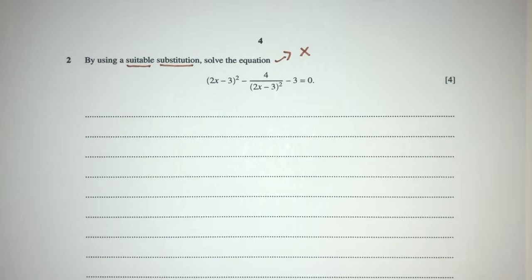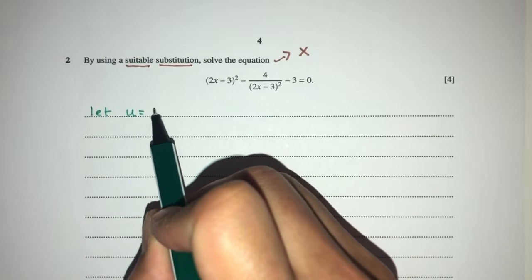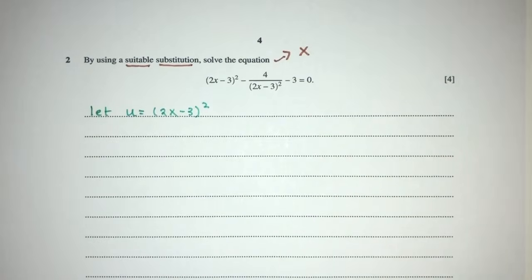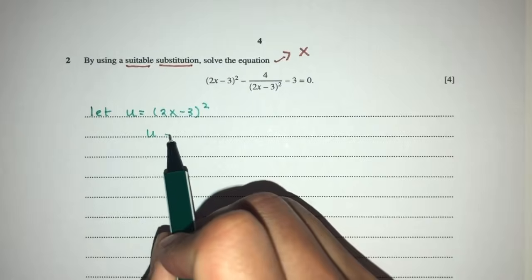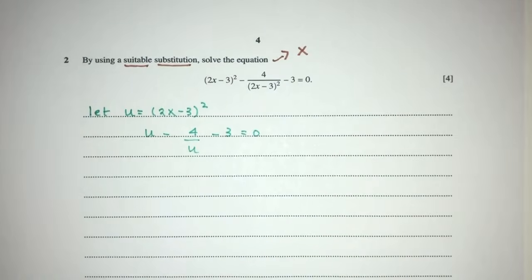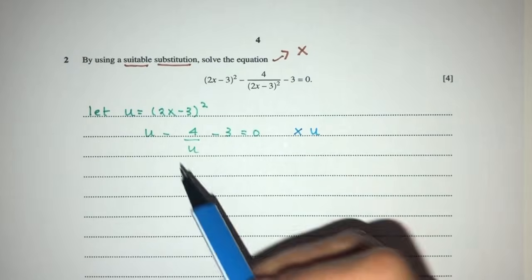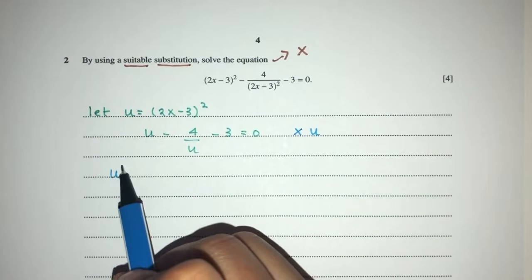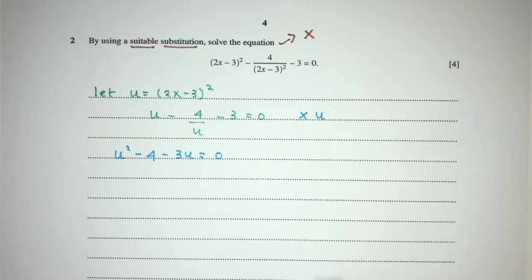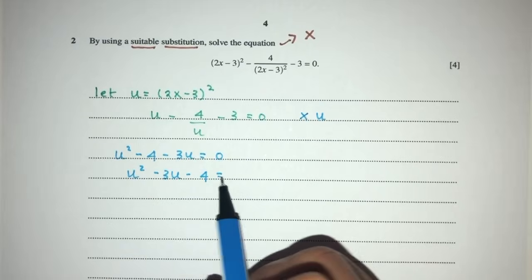So for example, I can try let u equal to the base. That will be 2x minus 3. For example, right? I don't know what to choose. Let me choose that. You will have u minus 4 over u minus 3 equal to 0. Now, because we have a denominator of u, multiply everywhere by u, so we can eliminate the denominator. So you will have u squared minus 4 minus 3u equal to 0. Right. Now simplify or rearrange, that will be u squared minus 3u minus 4 is equal to 0.